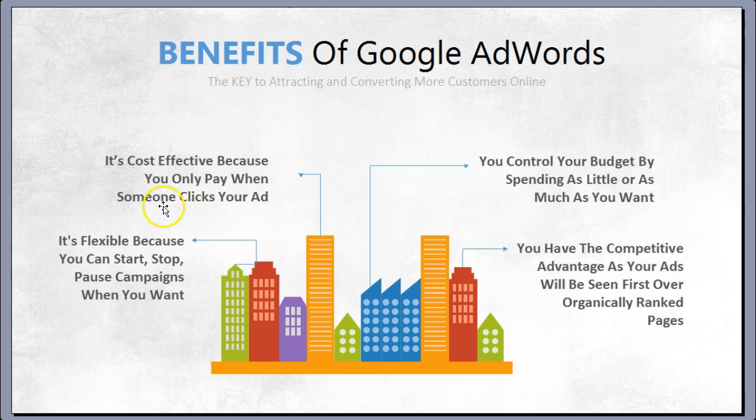So they just pick up their phone, cell phone or landline, and they just call you right away. And at that moment, you're not paying them or Google any money for that. There's no click involved. But most of the times, people obviously are going to click, just so you know. It is very flexible because you can start, stop, pause the campaigns whenever you want.